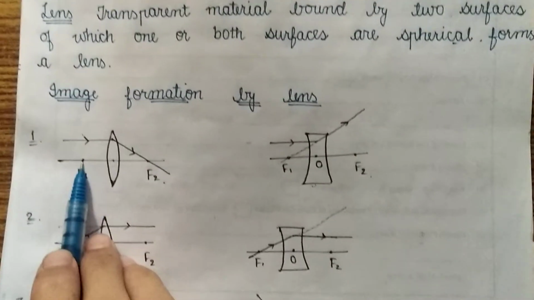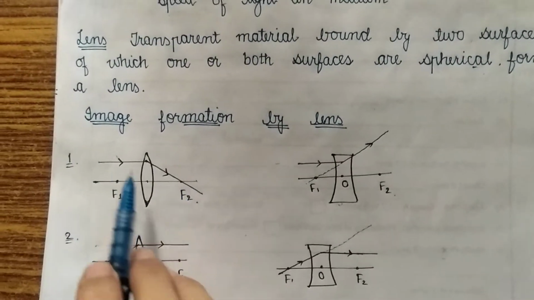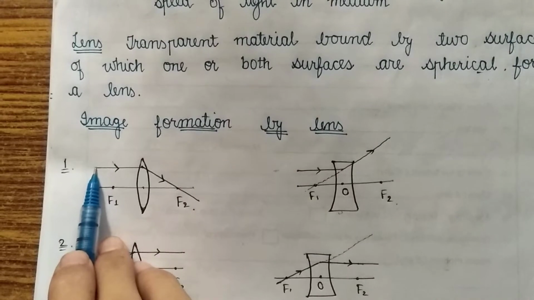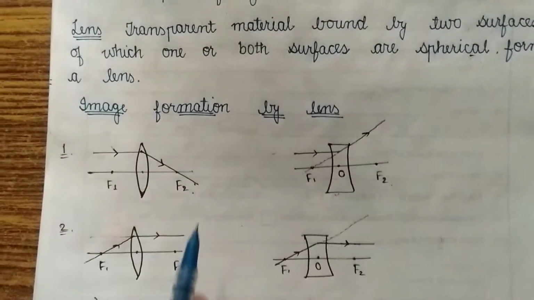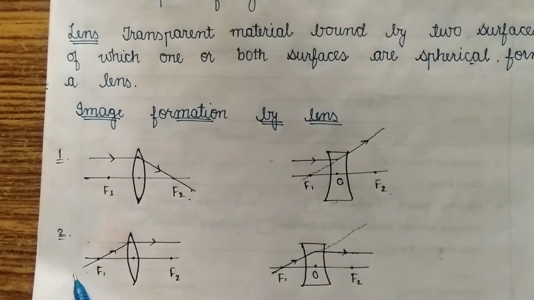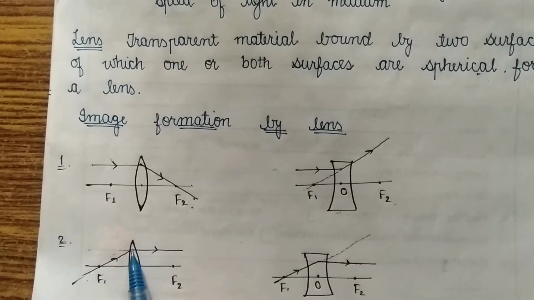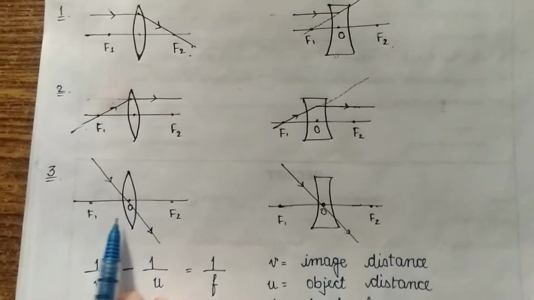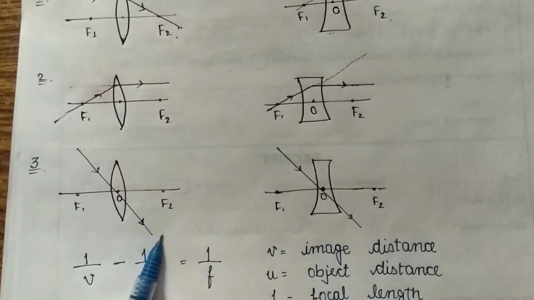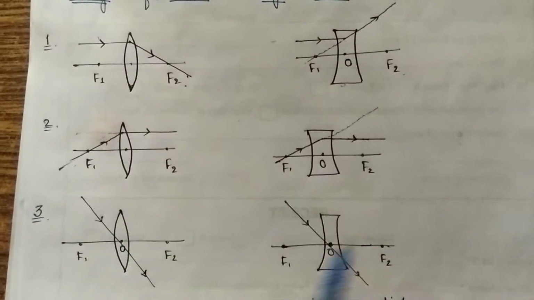Firstly, here will be F1 and here will be F2. If the light is passing parallel to the principal axis, then it will pass through F2. If a ray is passing through F1 and refracting, then it will become parallel to the principal axis. If it is passing through the optical center, then it will follow the same path.